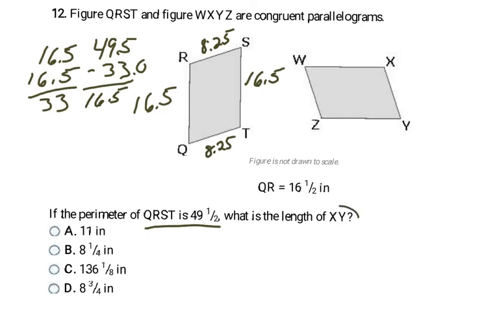I'm looking for the length of XY. And according here, X, Y are the two middle letters of my congruent statement. So that means it's the same length as RS. RS is 8.25. So my answer here is B, 8.25.